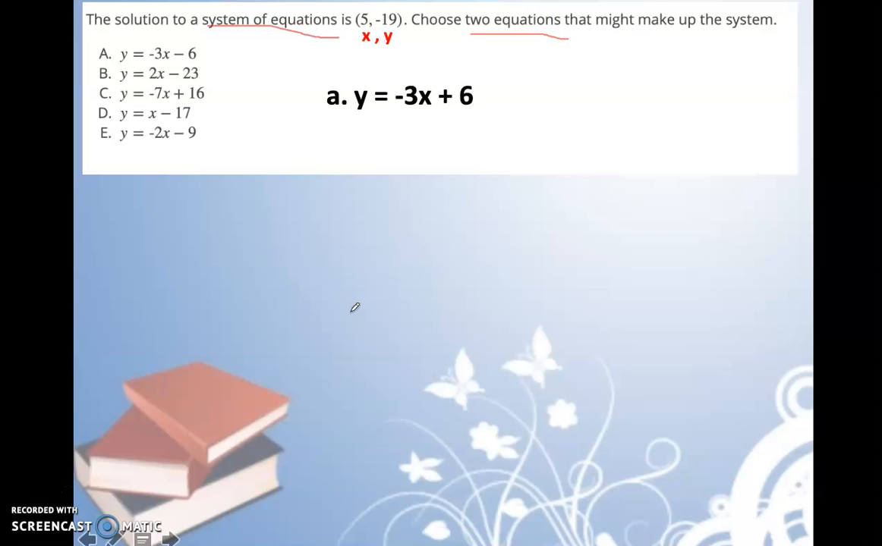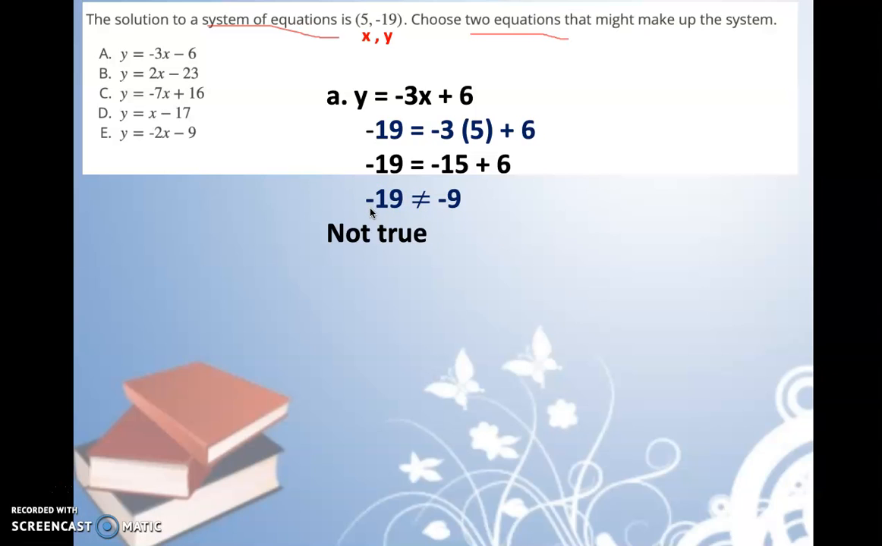All right, taking A, here's our equation, y equals negative 3x plus 6. And where I see x, I'm going to put 5. And where I see y, I'm going to put negative 19. So as you see here, I'm going to simplify, and I'm going to get negative 15 when I multiply negative 3 times 5. And then when I add 6, since it is positive, I subtract and take the sign of the larger number, and I will get negative 9. Does not equal negative 19. So this is not true. It does not satisfy.